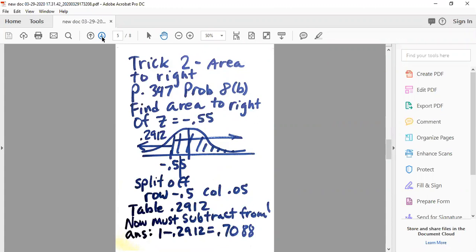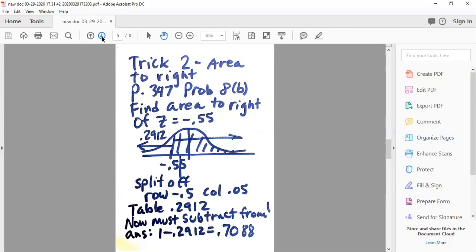Trick 2 they have you do is to look up a number on the right. So this is from page 347, problem 8b. Find the area to the right of z equals negative 0.55. So once again, we're below the mean, 0.55 standard deviations. We split off the 5. The row is negative 0.5. The column is 0.05. Find negative 0.5. Go over to the 0.05 column. You should see 0.2912. That is not the answer.